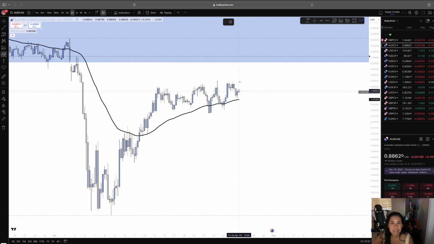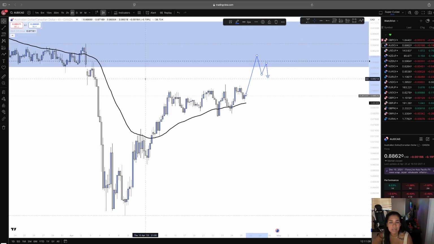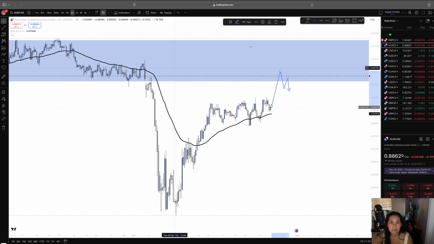So it's going to look like this. We go up, we come back down, we go up to retest, and then we reject to the downside. Okay, literally just price action, guys. Nothing fancy, nothing crazy. We're just following price.